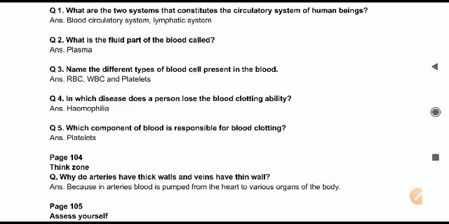Next, question 4. In which disease does a person lose the blood clotting ability? Blood clots do not form in the disease called hemophilia. In case they get injured, the blood will continue to flow. It will not stop easily. Question 5. Which component of the blood is responsible for blood clotting? Platelets are responsible for this.